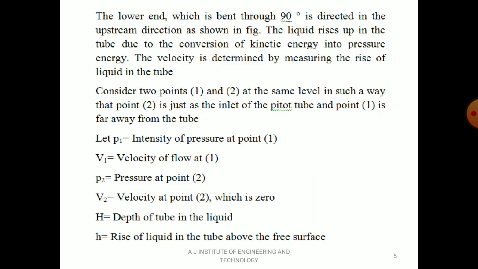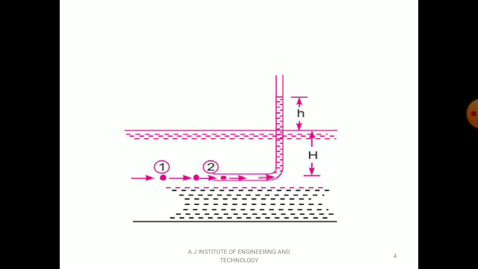Let P1 equal to the intensity of pressure at point 1, V1 equal to the velocity of flow at point 1, P2 equal to the pressure at point 2, and V2 equal to the velocity at point 2, which is equal to 0. Now velocity V2 is equal to 0. Can you guess the reason? Velocity 0 means that is the stagnation point. What is a stagnation point? At the stagnation point, the fluid particle that is moving sticks to the wall. The same thing is happening here also. The same concept you can apply to the pitot tube.